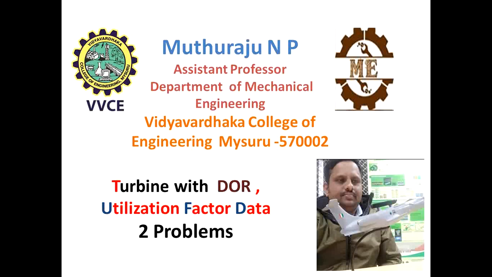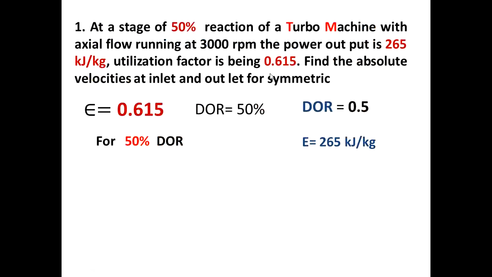These same two problems I will explain in the same video. Please watch this problem. At a stage of 50% degree of reaction of a reaction turbine with axial flow running at 300 rpm, the power output is 265 kilojoules per kg. Utilization factor is 0.615. Find the absolute velocities at inlet and outlet. This is the problem statement.